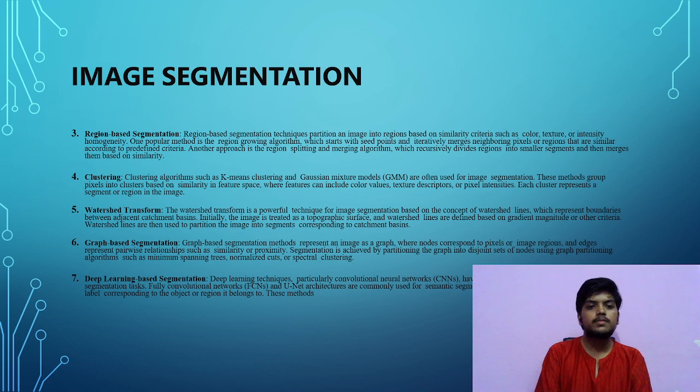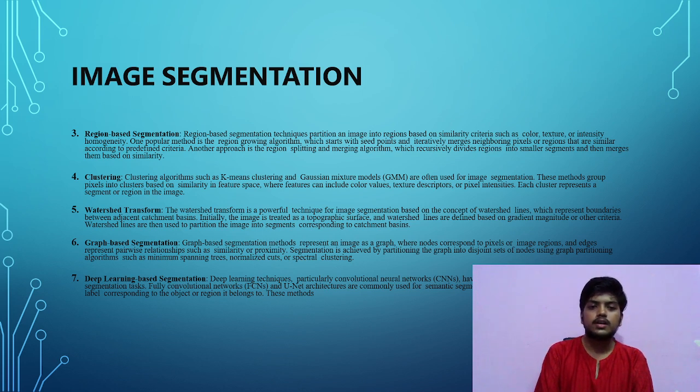Next is region-based segmentation. A region-based segmentation technique partitions an image into regions based on similarity criteria such as color, texture, or intensity homogeneity. One popular method is the region growing algorithm, which starts with seed points and iteratively merges neighboring pixels or regions that are similar according to predefined criteria.